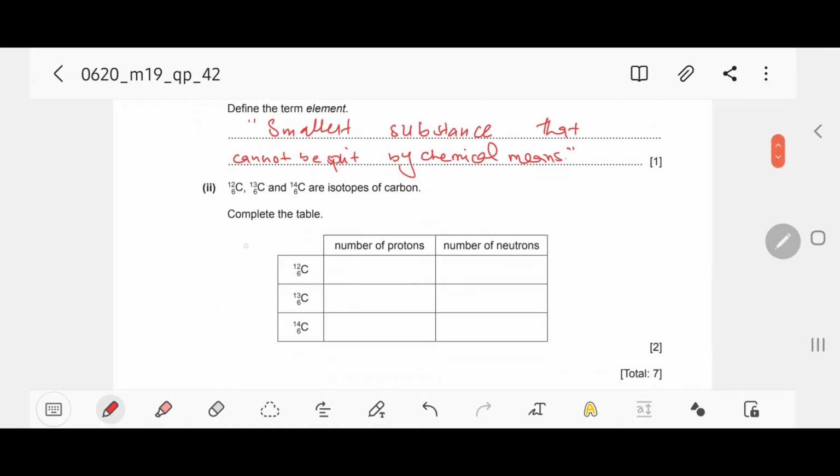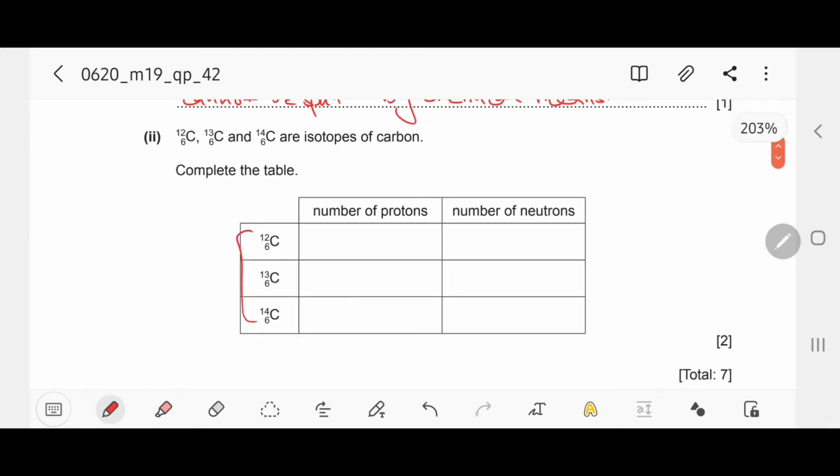So it's kind of an easy question, and we have to complete the table. The number of protons: they are actually isotopes of carbon. Isotopes mean the same number of protons but a different number of neutrons. So the proton number will be 6, 6 and 6, and we will calculate the number of neutrons. For this one we subtract 12 minus 6, it will be 6, and for this, 13 minus 6, it will certainly be 7, and for this it will be 8.